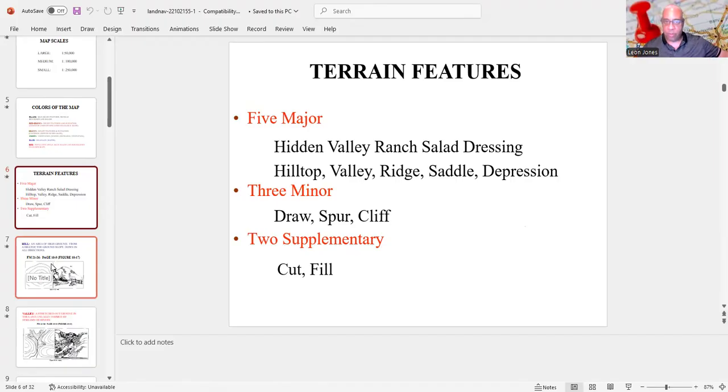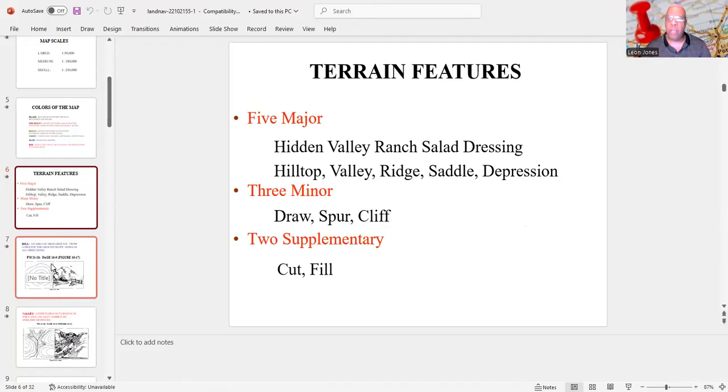Hilltop, valley, ridge, saddle, and depression. Again, Hidden Valley Ranch salad dressing is the phrase for the 5 major terrain features: hilltop, valley, ridge, saddle, and depression. Again, your 3 minor, your draw, spur, and cliff, 2 supplementary, cut and fill.